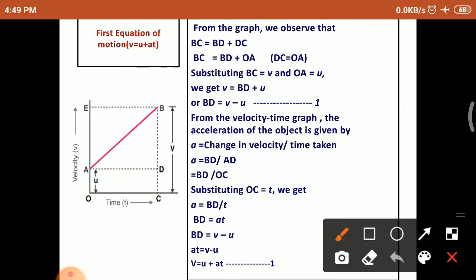Here, BC is the final velocity and OA is the initial velocity. So this equation I already discussed in the last class.